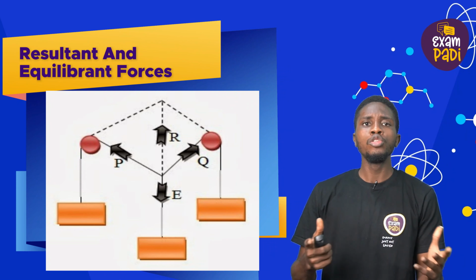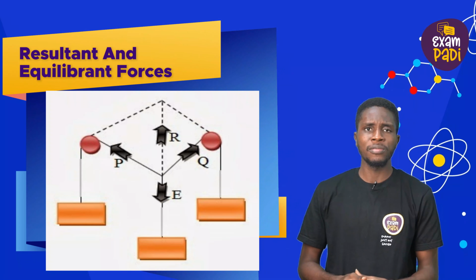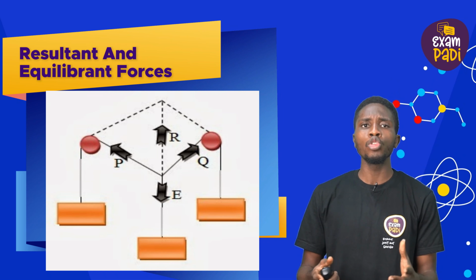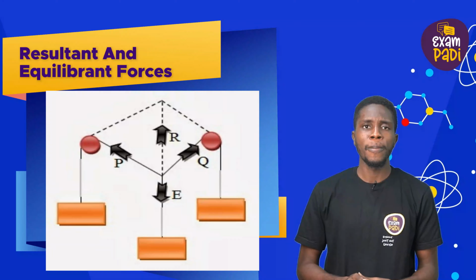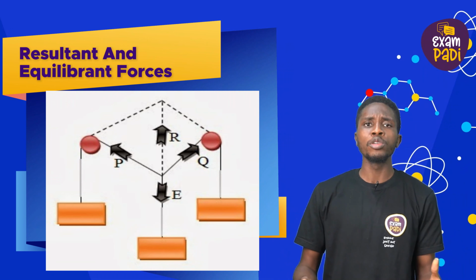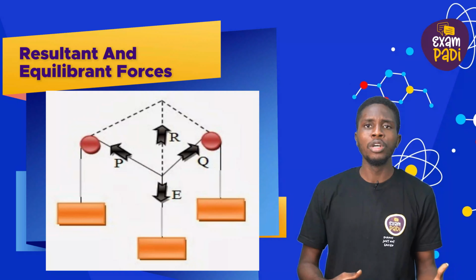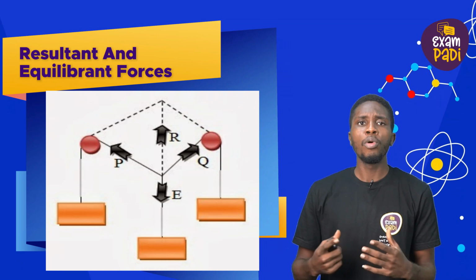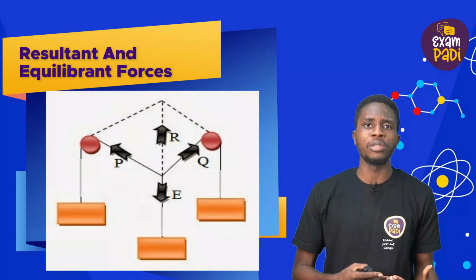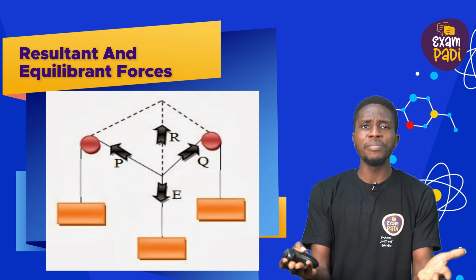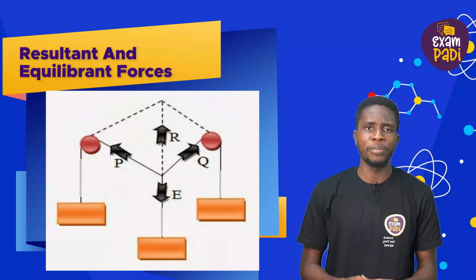A third force, known as the equilibrium force, is required to keep point O in equilibrium. This equilibrium force is equal in magnitude to the resultant R, but acts in the opposite direction, ensuring that the object remains in a state of equilibrium.